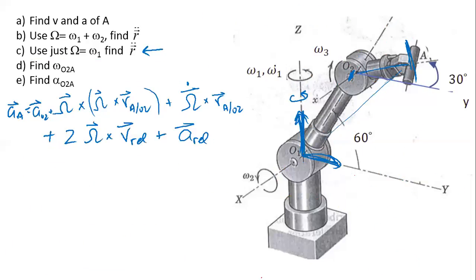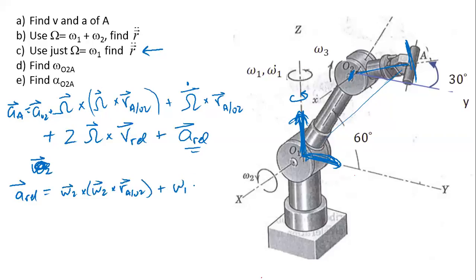Okay. But then the last one that you get, and this one's going to be a little confusing. Because we haven't included the omega 2 in ours, let me actually just write A REL here. You're going to get an omega 2 cross omega 2 cross the R from A to O2, right? And then you're also going to get an omega 1 cross omega 1 cross R A O2.